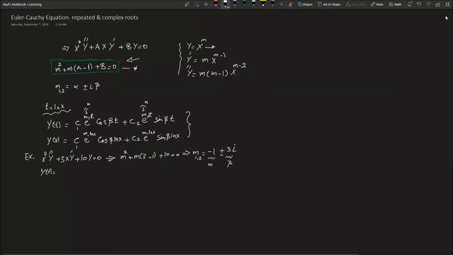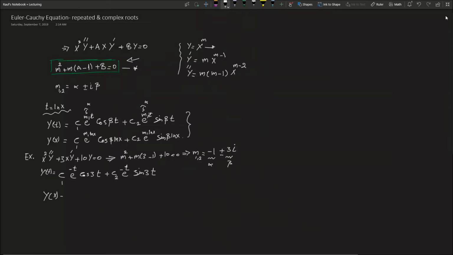Now y of t equals c1 e to the power of alpha, or the real part of m1, which is -1, multiplied by t, cosine the value of beta, 3, multiplied by t, plus c2 e to the power of minus t sine 3t.